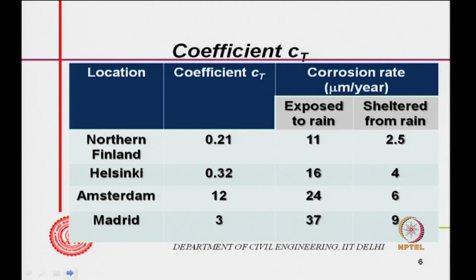For example, northern Finland, very cold. So, they have given a C T coefficient of 0.21, because it will be less than 20 degree centigrade, and Madrid, which is close to 20 degrees, and Amsterdam. Depending upon the temperature, these values are changing, in the case of sheltered or in the case of exposed to rain. See, sheltered from rain, this is the scenario, and exposed to rain. So, these are empirical relationships, but they give you a kind of guideline or understanding.